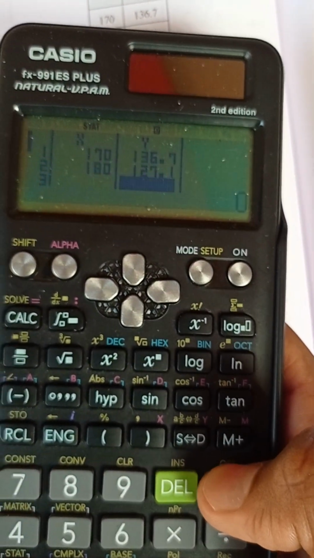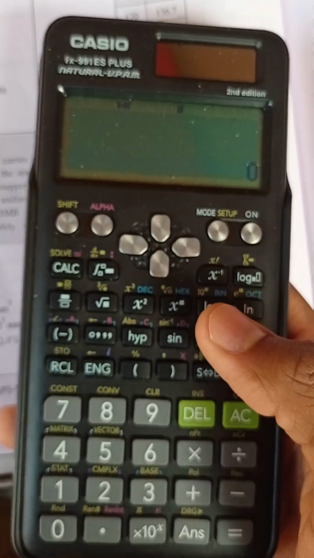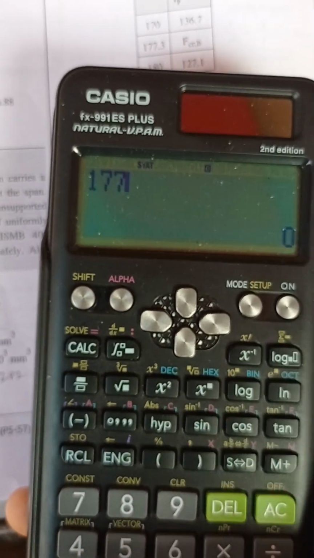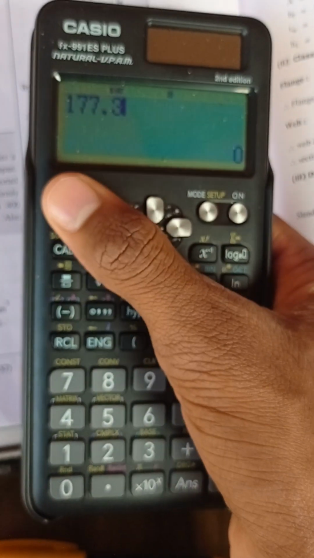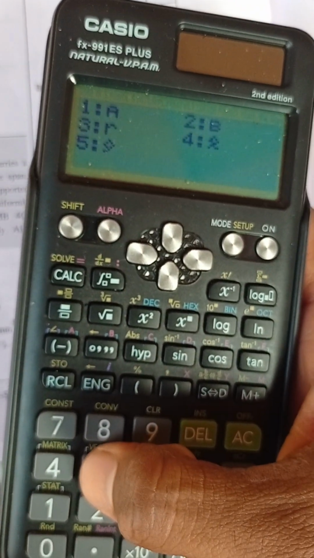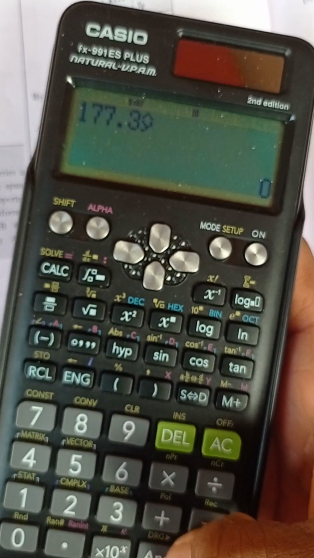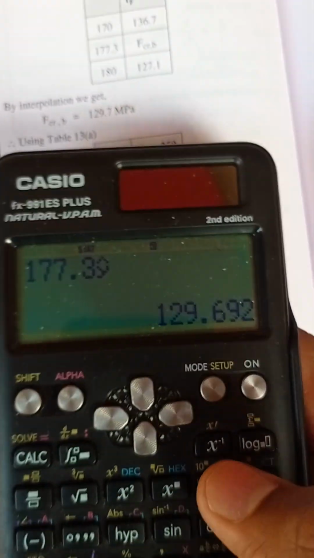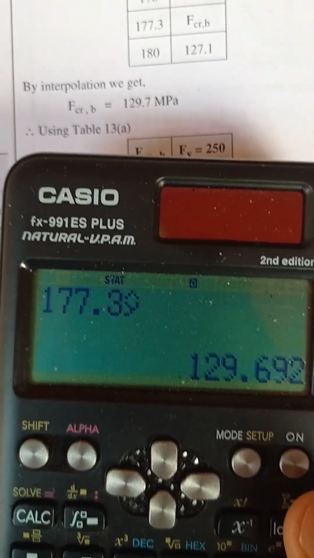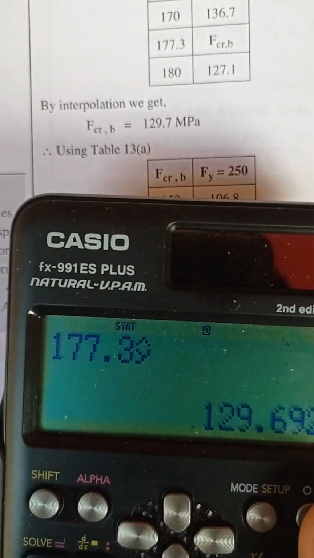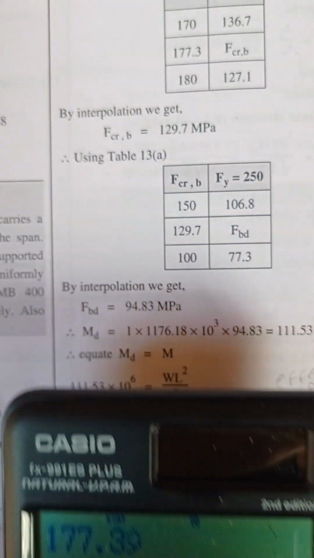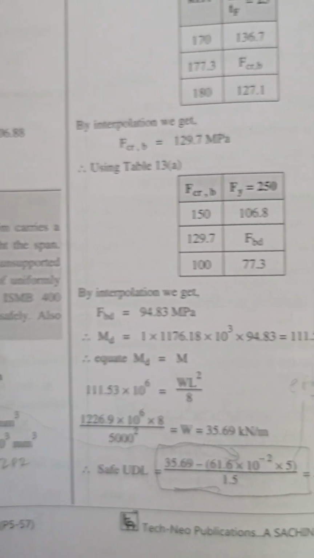Now AC. Now what you need to do is find the value as 177.3. So shift 1 5 5 equal, we get the value 129.69, which is 129.7 if you take it approximately. Now what you need to do is use table number 13A.